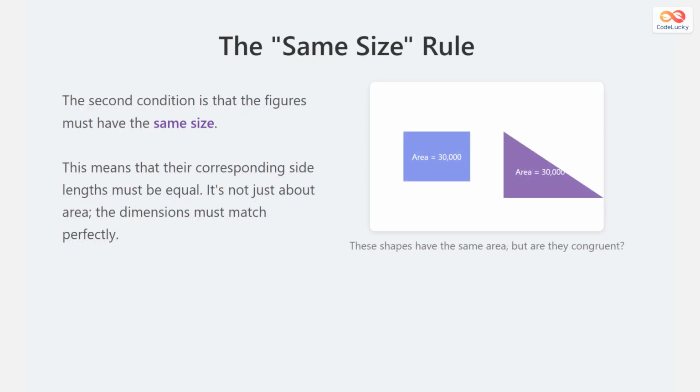The second rule is same size. This is about more than just having the same area. For figures to be the same size in the context of congruence, all their corresponding side lengths must be equal. Having the same area isn't enough if the shapes are different.